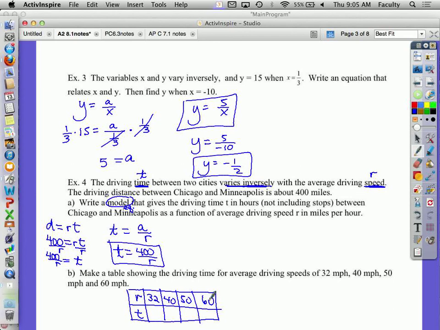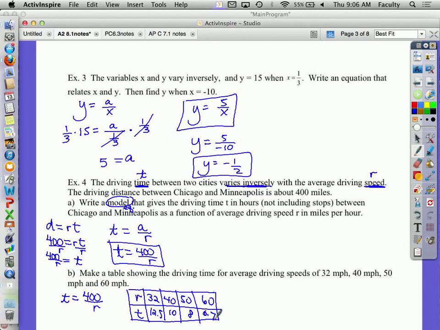So here's what you're going to do. We have the formula T equals 400 divided by the rate. So on your calculators, you're going to do 400 divided by 32. I got 12.5. When you do 400 divided by 40, you get 10. 400 divided by 50 is 8. 400 divided by 60 is 6.66 repeating, so let's say about 6.7.